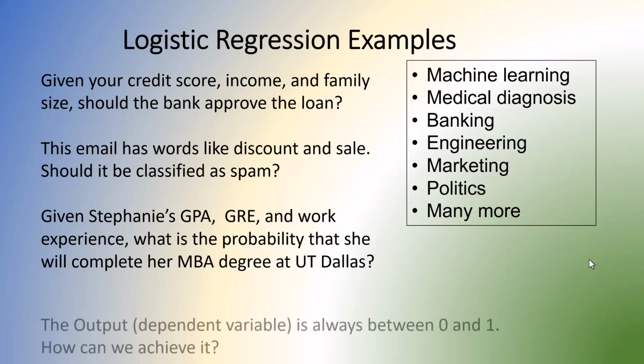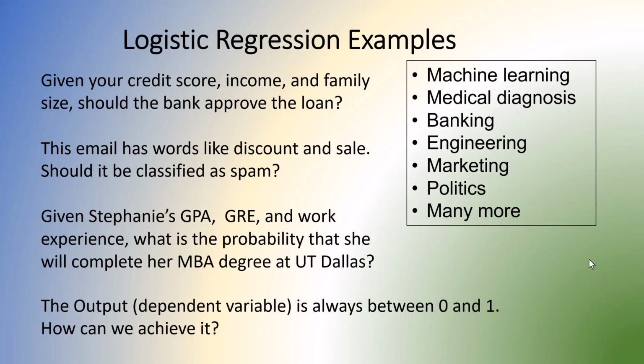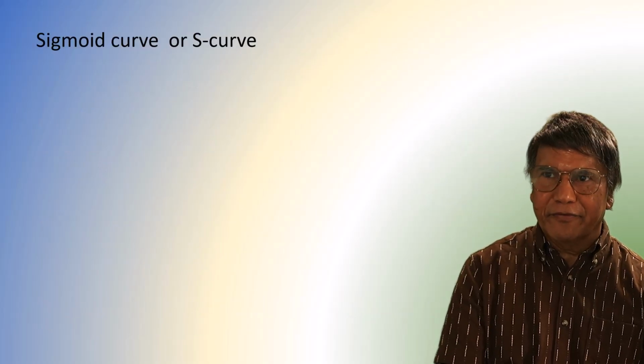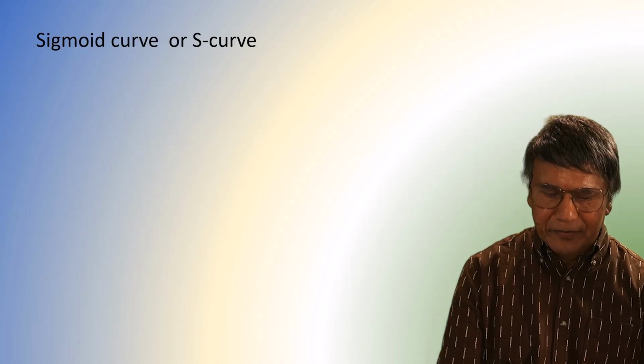So the output is between 0 and 1. But how do we do it? It doesn't matter what you put in the independent variables. The dependent variable is always between 0 and 1. How do we do that? We use the sigmoid curve or S curve. It's also called the logistic curve.